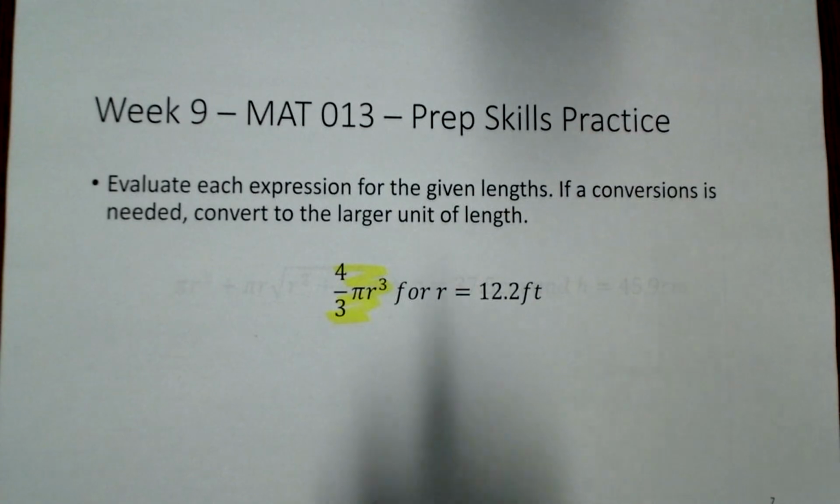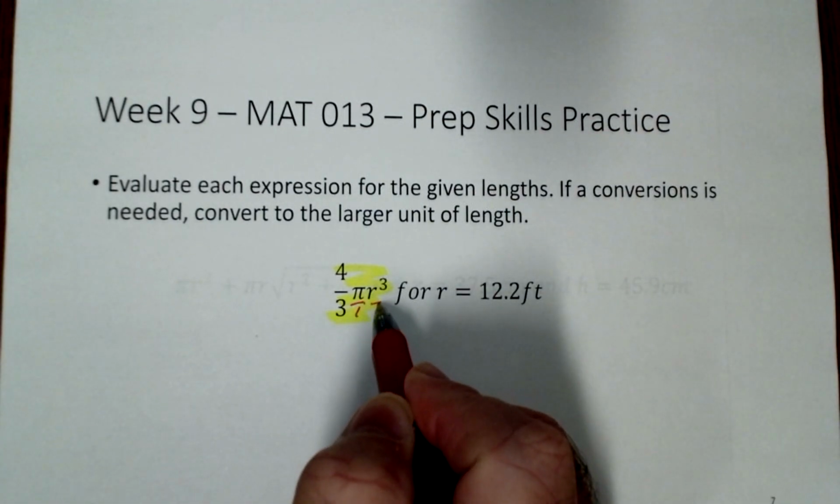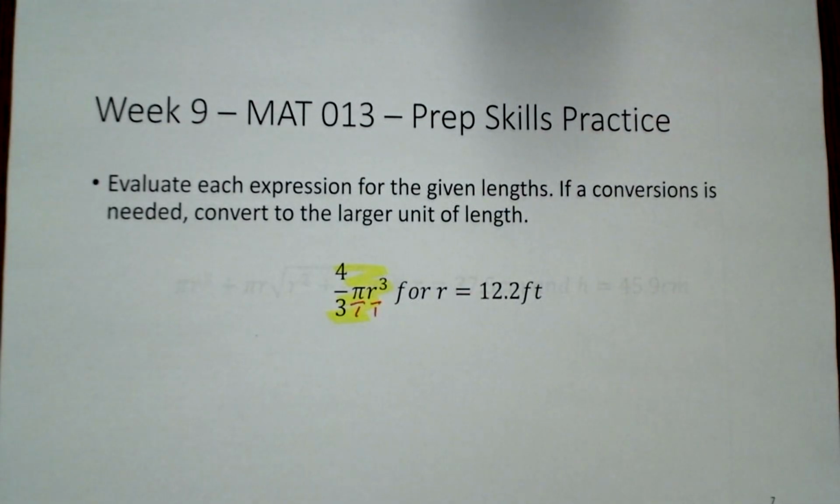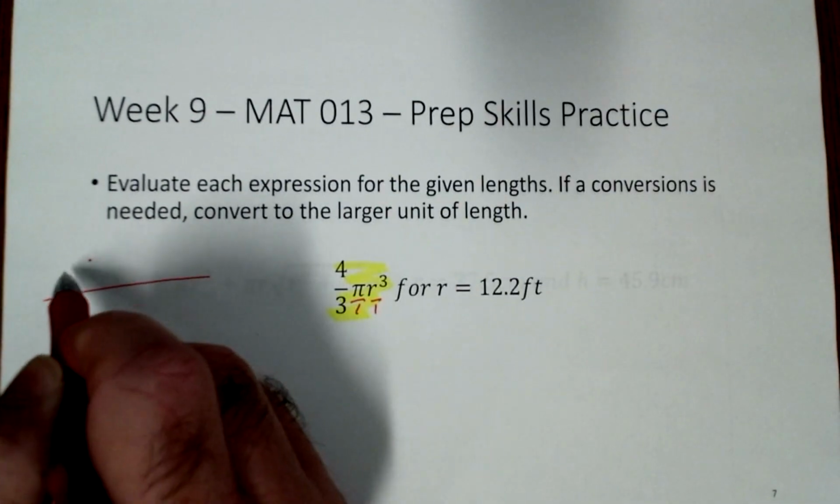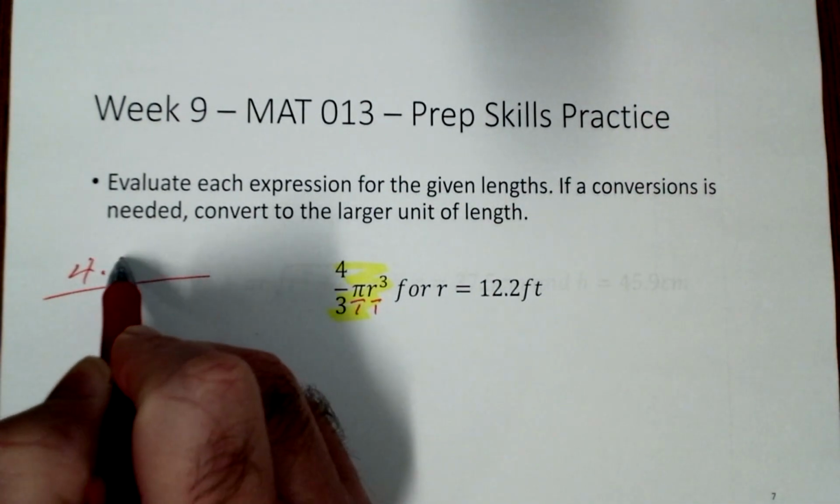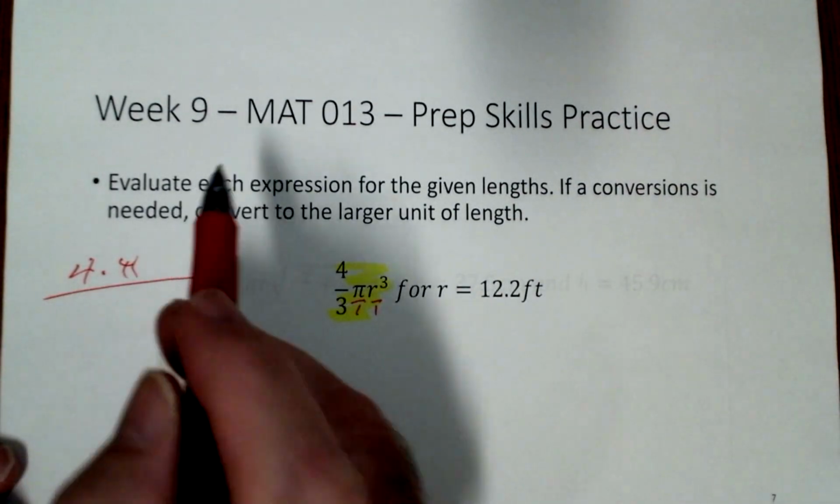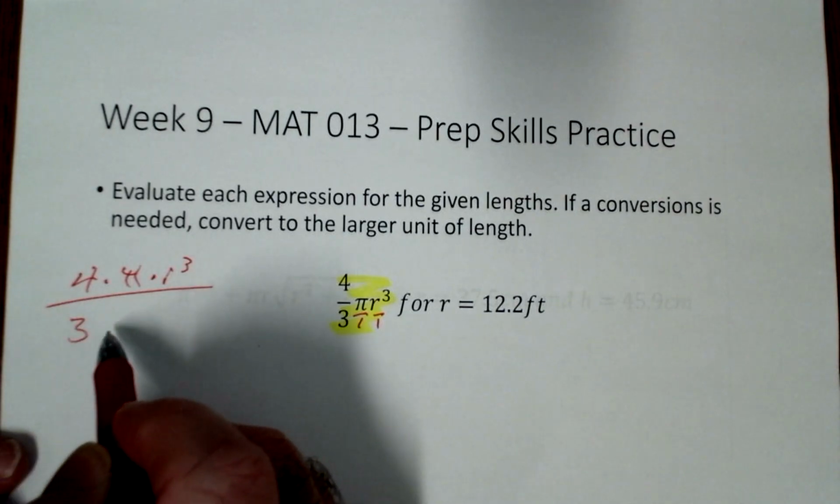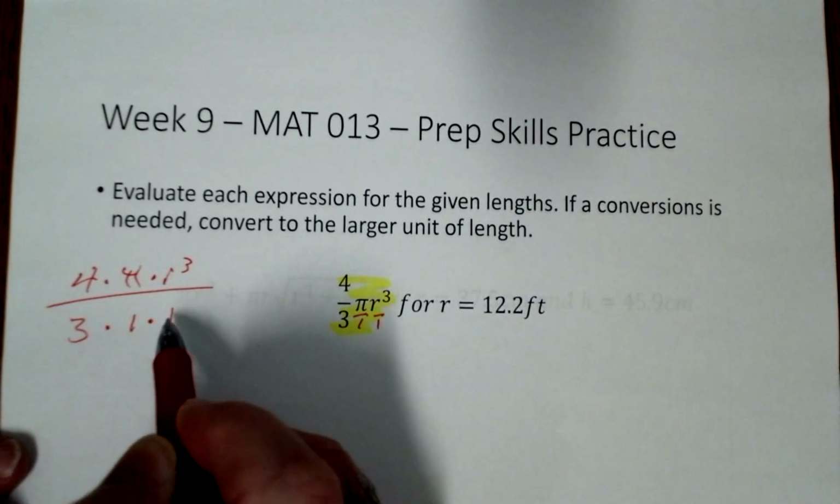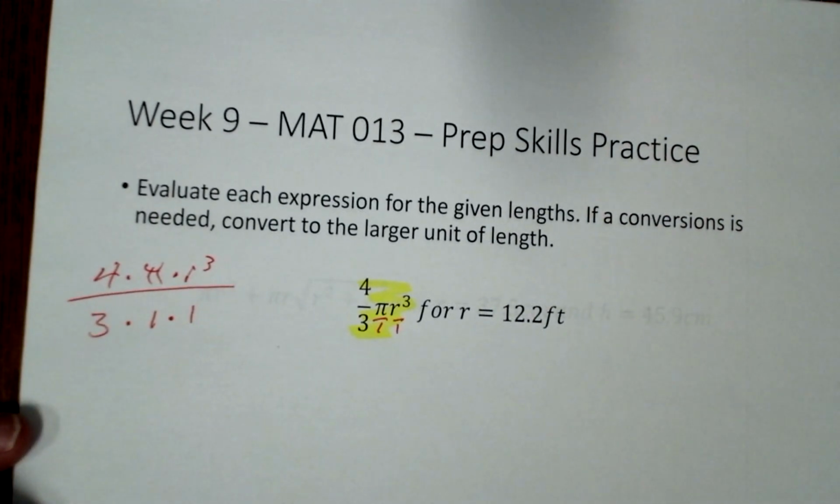And oh, by the way, let's remember, we can make anything a fraction. So I can take that pi and make it a fraction. I can take that r cubed and make it a fraction. We can put anything over 1. So I'm going to rewrite this problem with fractions. I'm going to go 4 times pi times radius cubed over 3 times 1 times 1.